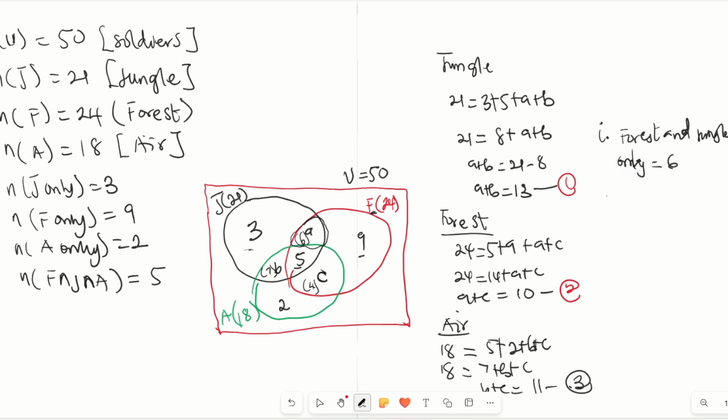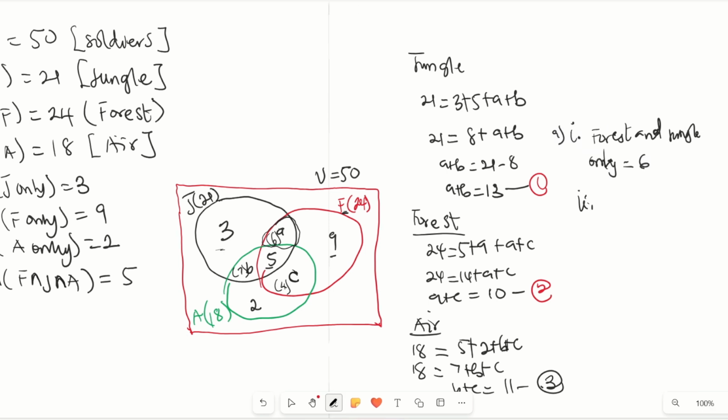And then we are asked to find exactly 2 kinds of training. So exactly this side, or exactly this side, or exactly this side. So this is 6 plus 4, which gives us 10, plus 7 is 17. So that is 17 soldiers.